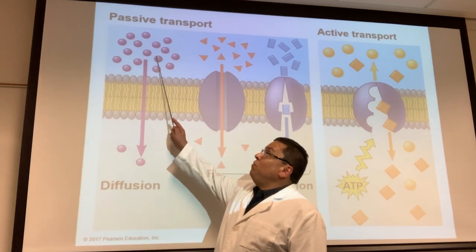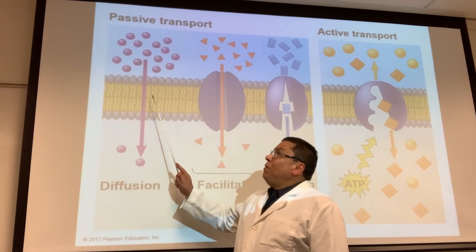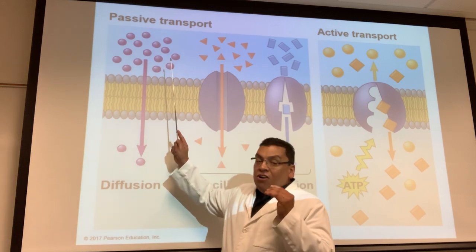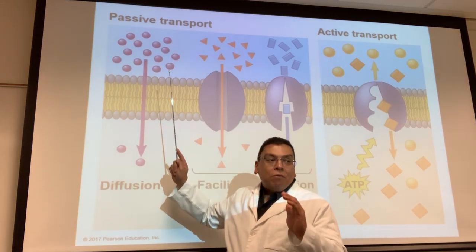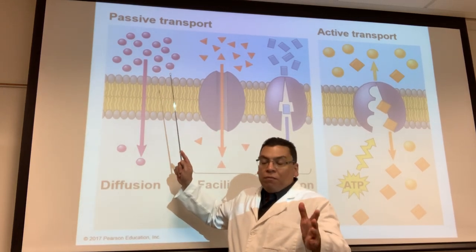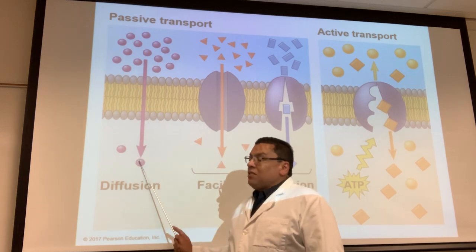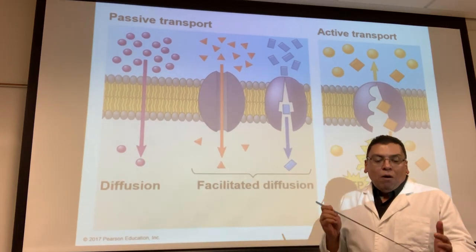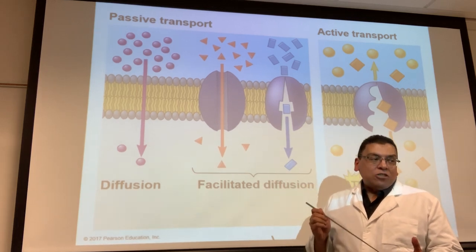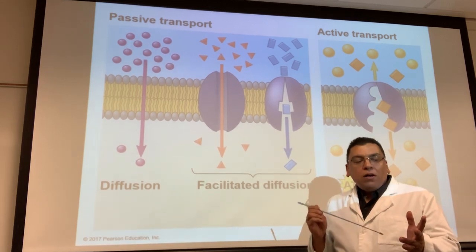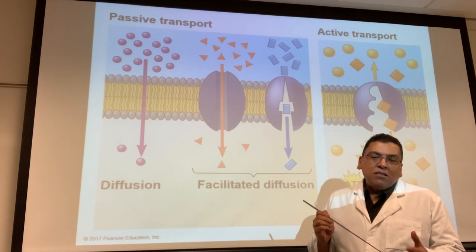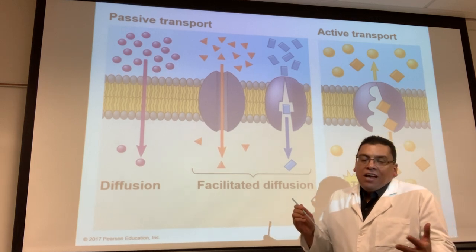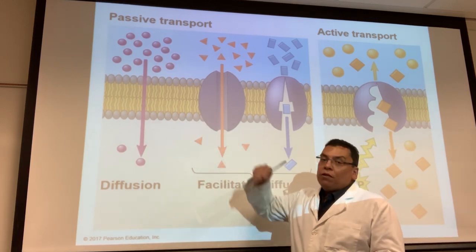It is obviously moving high to low. But the thing is, the molecules are going through the membrane, through the phospholipids, and into the cell. Those molecules have to be small and not charged, or steroid. Something that's hydrophobic. Anything that is hydrophobic would be allowed to go through.